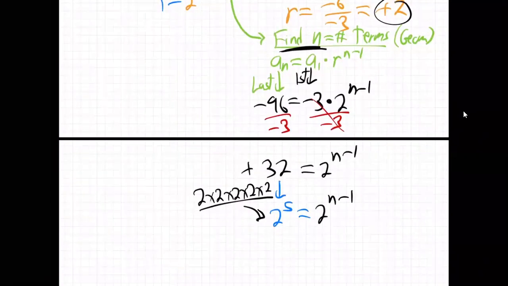So therefore, can you tell me what does n have to be? n equals what to make n minus 1 become 5? n has got to be 6. You see it? Because 2 to the 6 minus 1 is 2 to the 5, which is 32. See how this and this match now? n is 6. There's 6 terms up there.